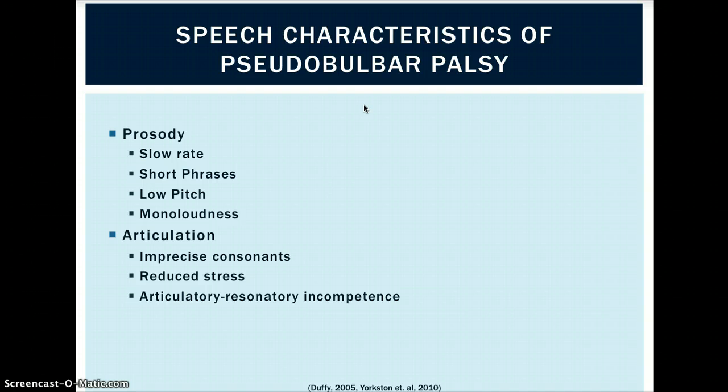Now, patients with pseudobulbar palsy are likely to speak at a slower rate. Their prosody will definitely be affected. They'll use shorter phrases. Their pitch will be lower, and they'll speak with a monoloudness. In regards to articulation, consonant imprecision is frequently seen in these individuals. There's reduced stress, and this is due to articulatory and resonatory incompetence.